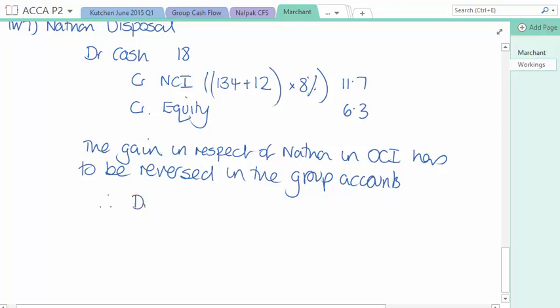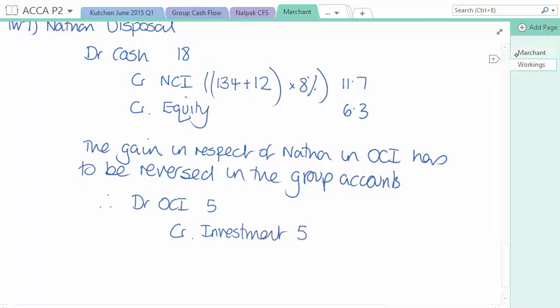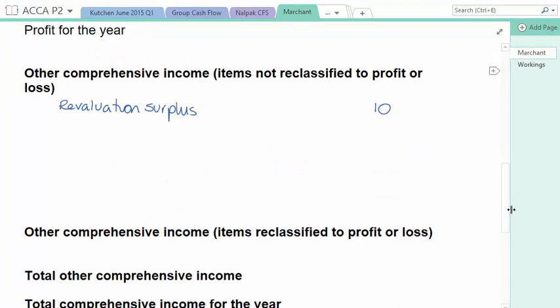Therefore, we're going to debit OCI 5 million and credit the investment 5 million. So that revaluation surplus of 10 million, we'd actually reduce that by 5. And that's come from working number 7. Really nasty adjustment. These are the type of things that I don't expect any student to deliver in the exam.